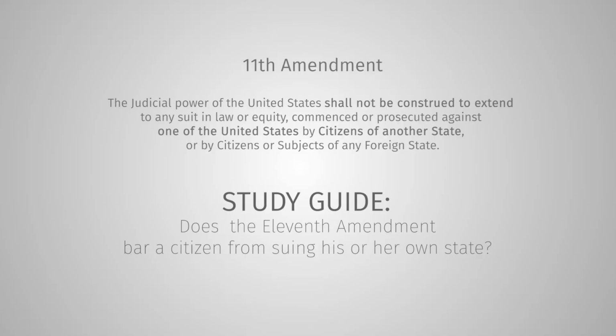However, the text of the amendment did not expressly address the opinions of the majority, which concluded that states lack sovereign immunity. Indeed, it is noteworthy that, like the original Constitution, the 11th Amendment does not invoke the concept of sovereign immunity at all. It simply bars states from being sued by citizens of another state. Study guide. Does the 11th Amendment bar a citizen from suing his or her own state? This question would not be addressed by the Supreme Court until its 1890 decision in Hans versus Louisiana.